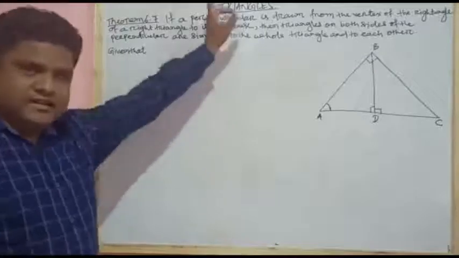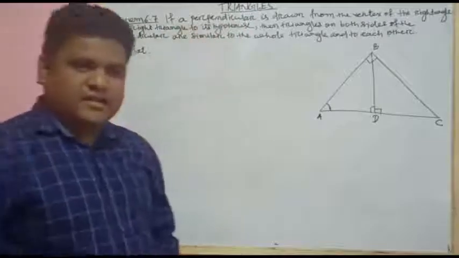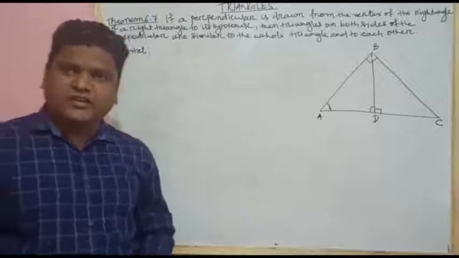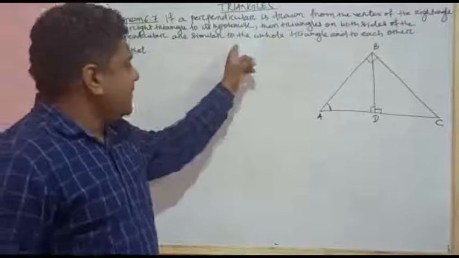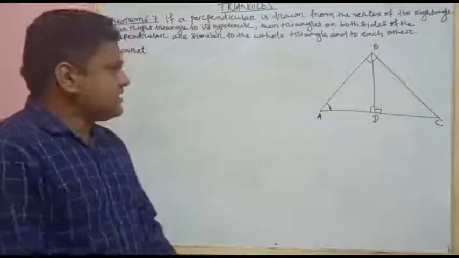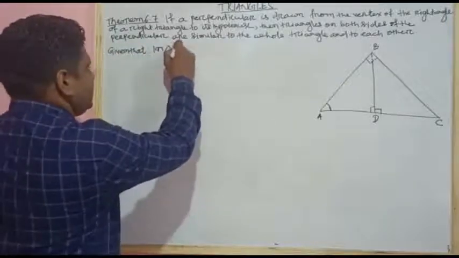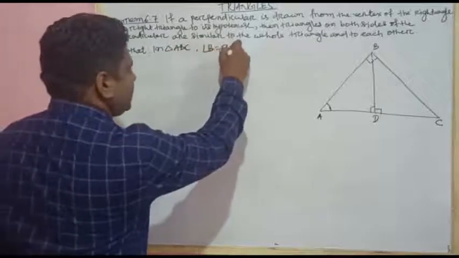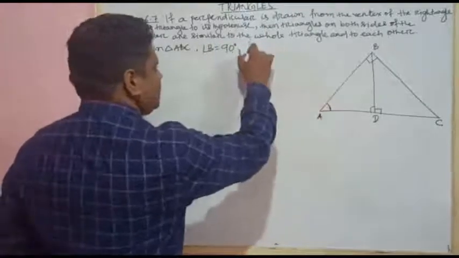Today we will take triangles from class 10 and theorem 6.7. If a perpendicular is drawn from the vertex of the right angle of a right triangle to its hypotenuse, then the triangles on both sides of the perpendicular are similar to the whole triangle and also to each other. Means in triangle ABC it is given that angle B is a right angle, it is 90 degrees, and BD is perpendicular to AC.